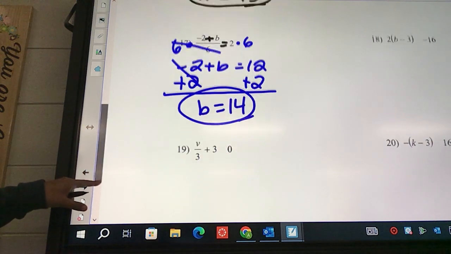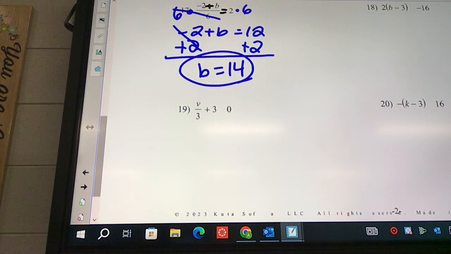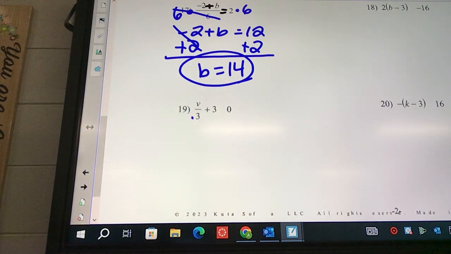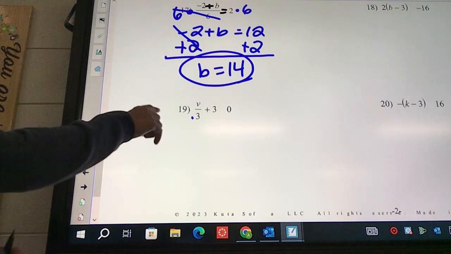Okay, 19. The 3 needs to be moved. Which 3? The bottom one, like the fraction one. Okay, and again, this goes back to what is closest to the v? This 3, right? Yeah, so that one gets moved last, okay? Whatever's closest to the letter always gets moved last, okay? So this 3 has got to get moved first.